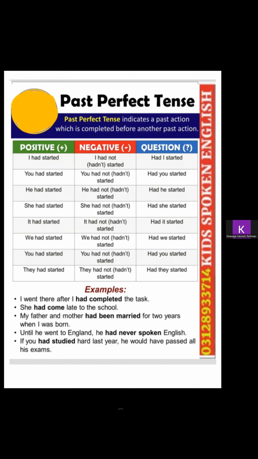So as you can see, examples are also there. I went there after I had completed the task. Okay, so इसमें क्या बोला कि मैं वहां गया क्या करने के बाद, अपना टास्क कंप्लीट करने के बाद। तो पहले काम कौन सा हुआ? पहले कौन सा काम हुआ बेटा?